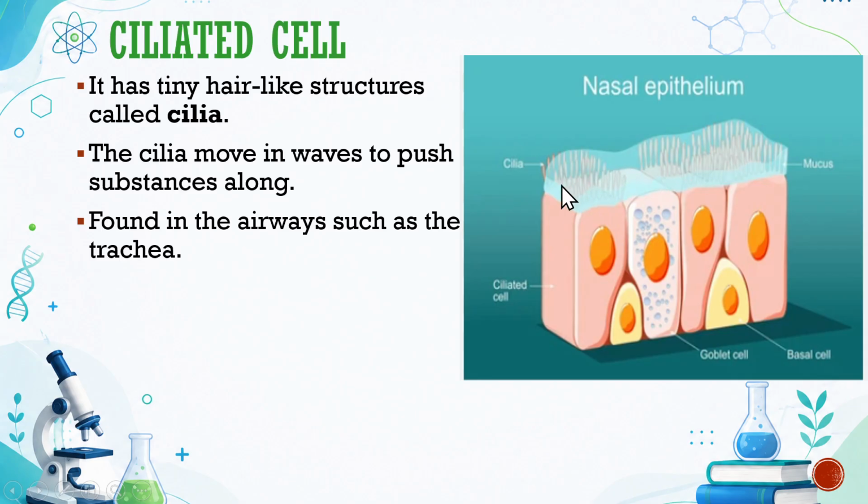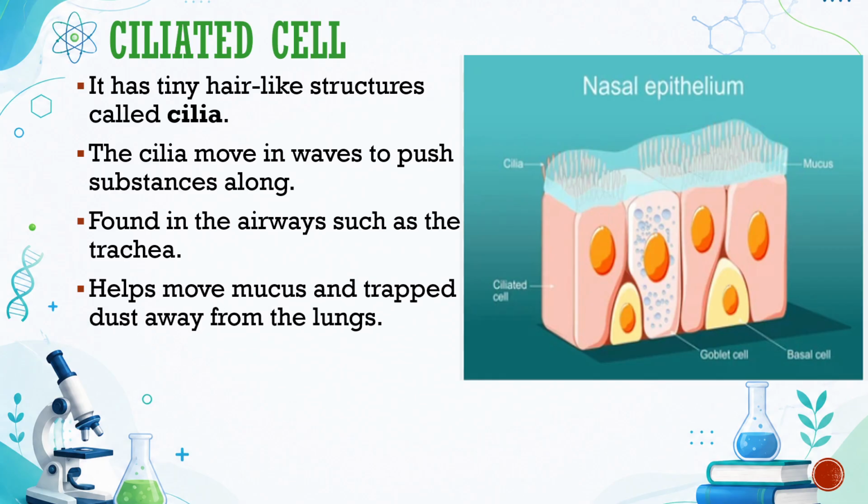These cilia move just like small brush bristles. You can have the cilia moving. These movements create waves to push the substance along. These are found in the airways such as the trachea.